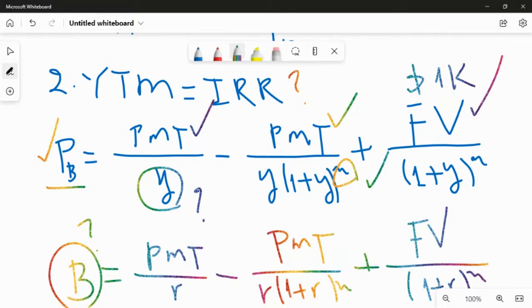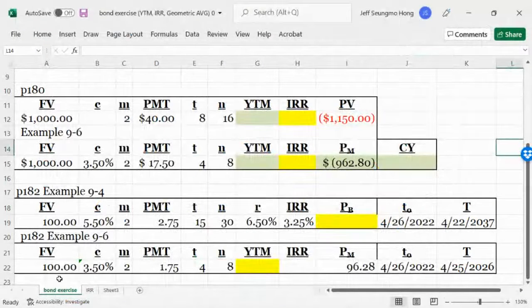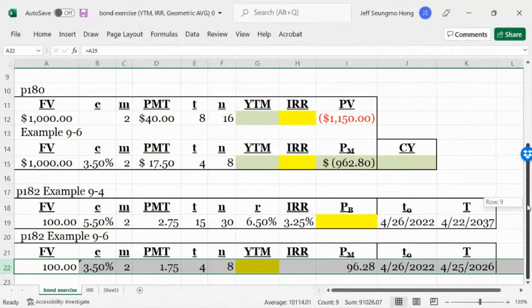There's only a unique value that can satisfy this condition: the right-hand side of the equation equal to the left-hand side. To satisfy that condition, there can be only one unique value. Finding that is our question. Okay, so let's take a look at this example, row 22.